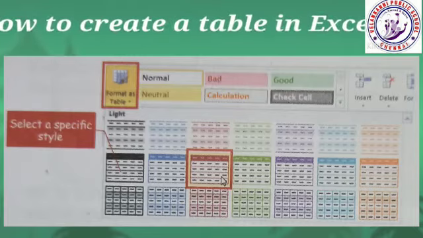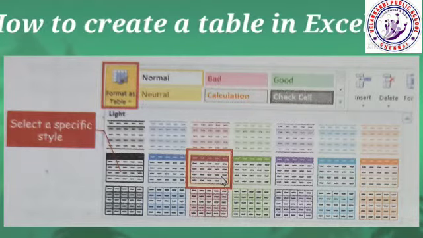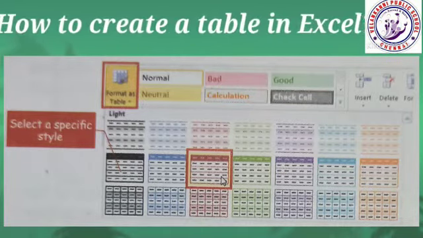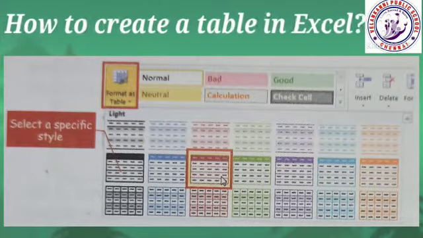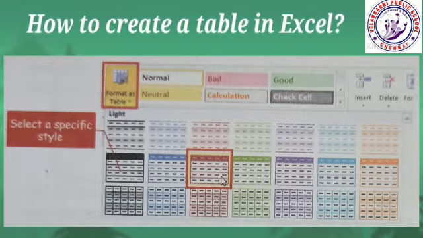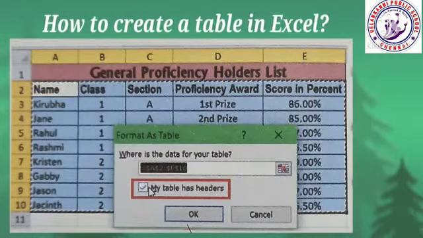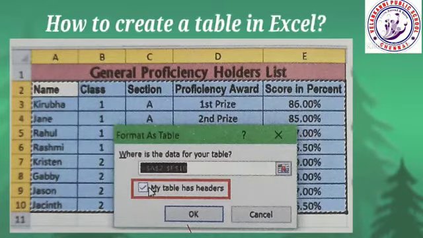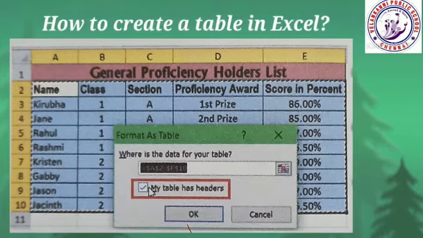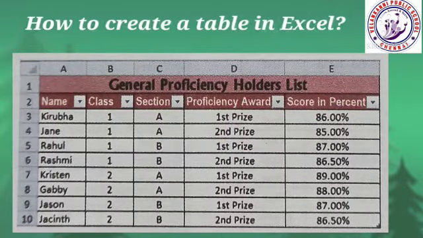Step 4. A dialog box will appear, confirming the range of cells you have selected for your table. The cells will appear selected in the spreadsheet and the range will appear in the dialog box. Step 5. If necessary, change the range by selecting a new range of cells directly on your spreadsheet. Step 6. If your table has headers, check the box next to My Table Has Headers. Step 7. Click OK. The data will be formatted as a table in the style you chose.